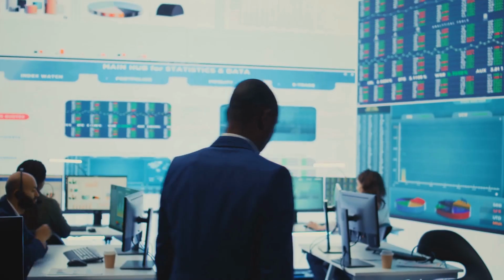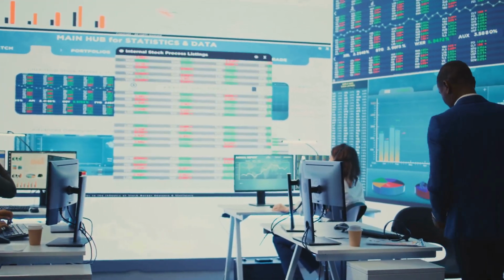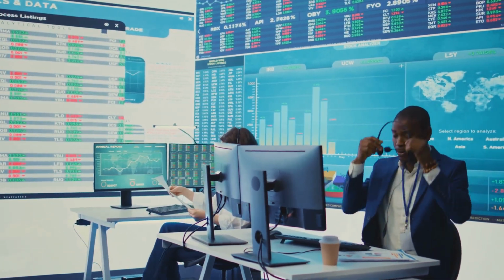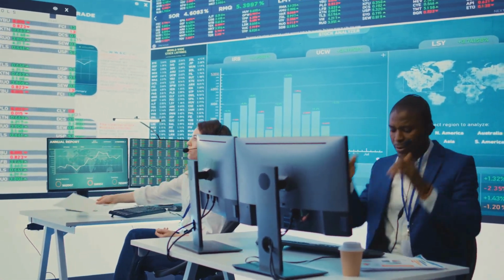These advanced analytical capabilities enable auditors to perform comprehensive reviews and gain deeper insights into financial data, ultimately enhancing the quality and effectiveness of their audits.